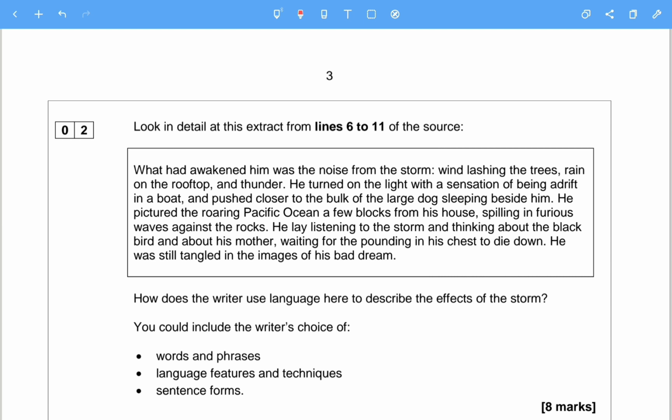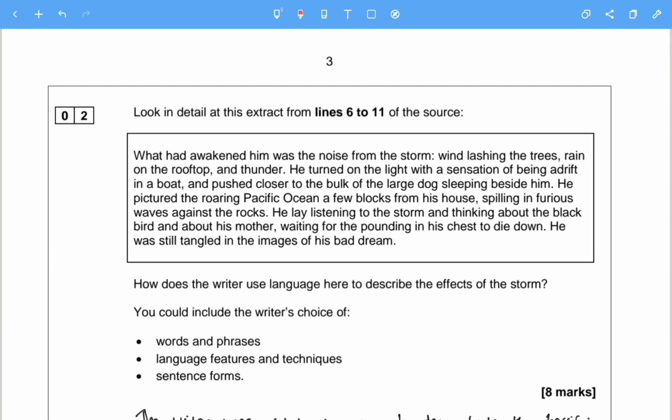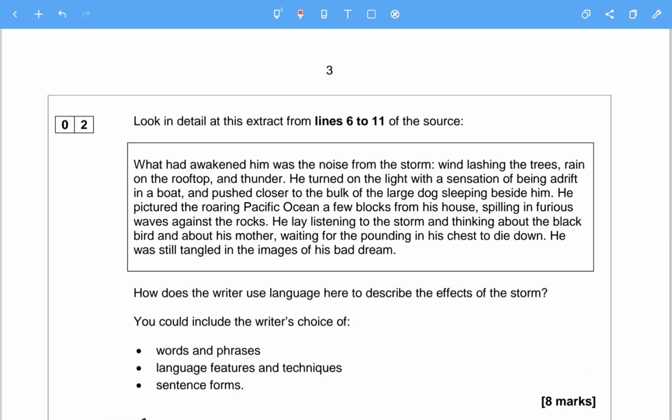Today we are looking at the AQA GCSE English language paper 1 question 2. Now question 2 is all about language analysis. So we are looking at the following question. Look in detail at this extract from lines 6 to 11 of the source. So we are looking at these specific lines.